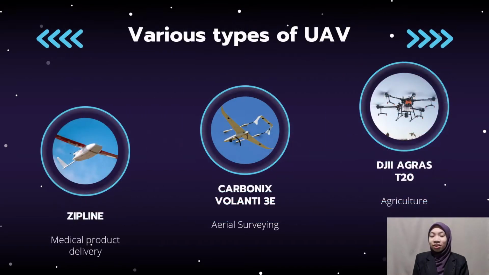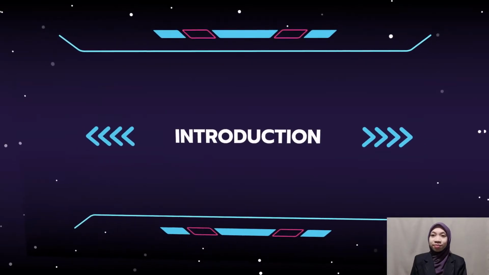This slide shows the various types of UAV that exist in the market. The first one is the Zipline, which is used for medical product delivery. The second one is the Carbonix Volanti, which is specifically used for aerial surveying. And the last one is the DJI Agras T20, which is specifically used for agriculture application.